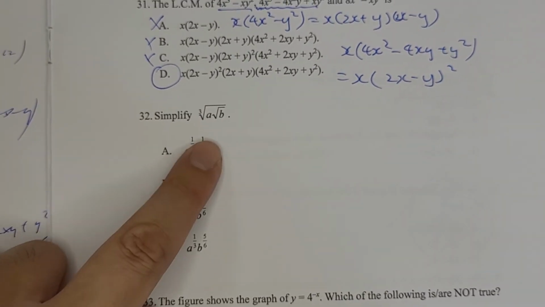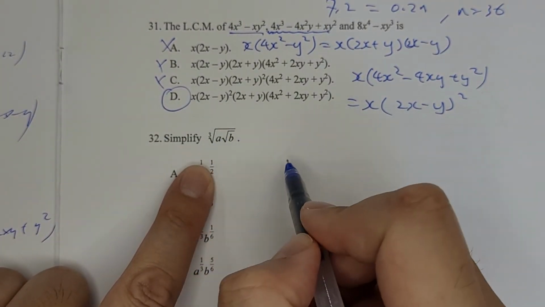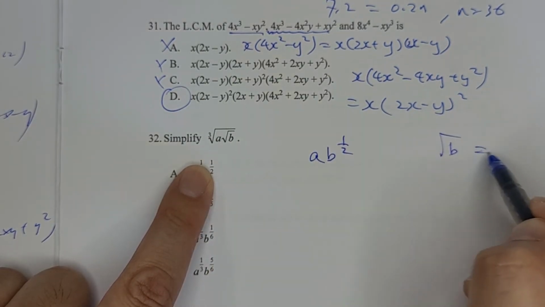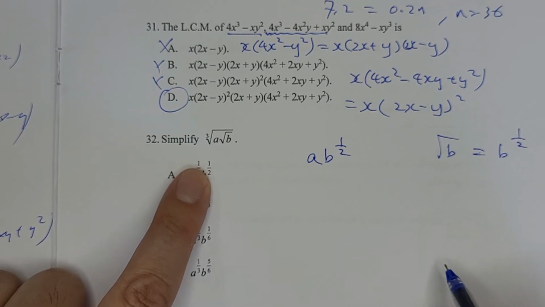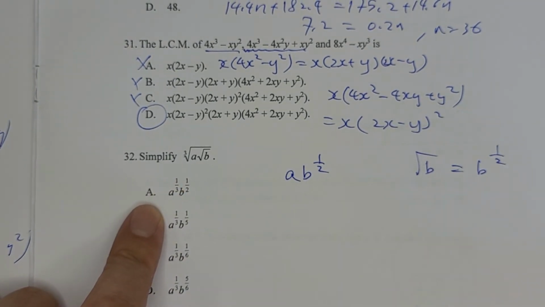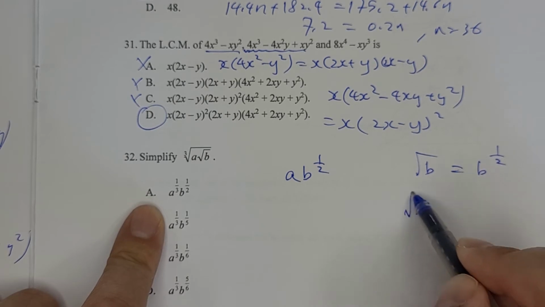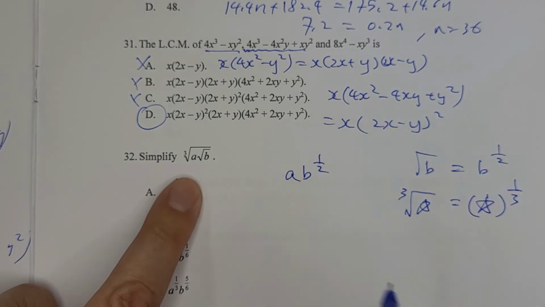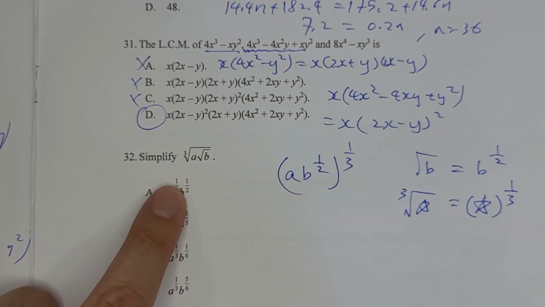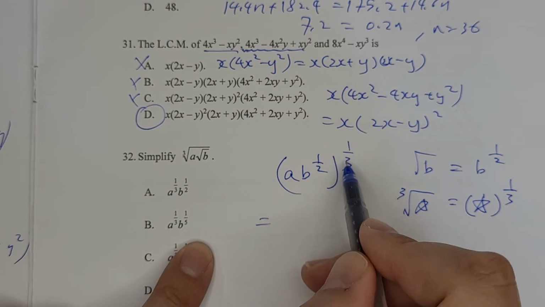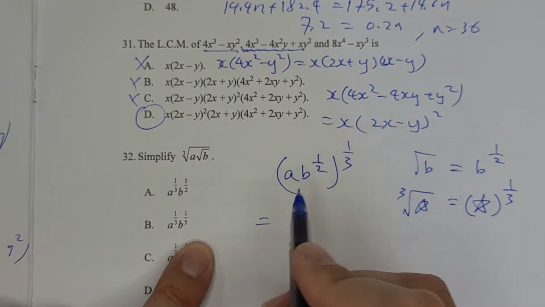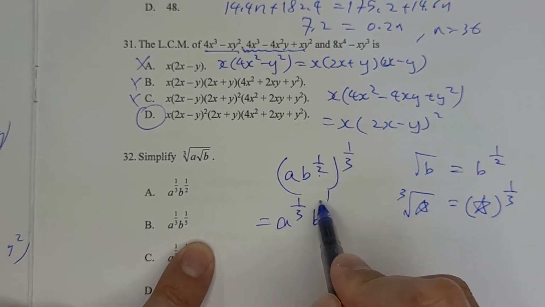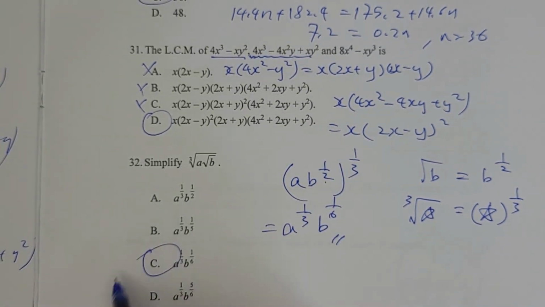Question number 32. Simplify this one. You should start with something inside. Okay? a, b to the power 1 over 2. Square root of b is written as b to the power half, and something to the cube root could be written as something to the power 1 over 3. So here I will write this to the whole power 1 over 3, and then multiply 1 over 3 to both letters, so 1 over 3 here, b, 1 over 2 times 1 over 3, that's 1 over 6. So answer is C.